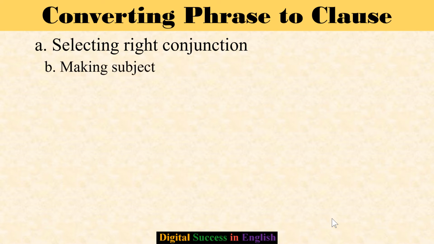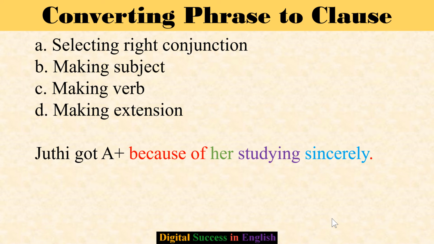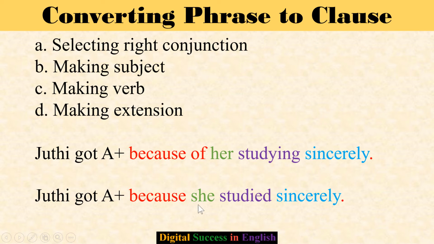Selecting the right conjunction for your clause, making your subject for your clause, making your verb for your clause, making extension for your clause. See here, Jyoti got A plus because of her studying sincerely. Here, Jyoti got A plus is an IC. Because of her studying sincerely is a phrase. So it is a simple sentence. If we want to transfer this simple sentence into complex or compound, then this phrase will have to be converted to a clause. See here, we have made it a complex sentence.